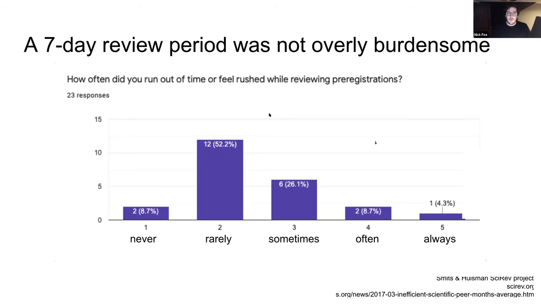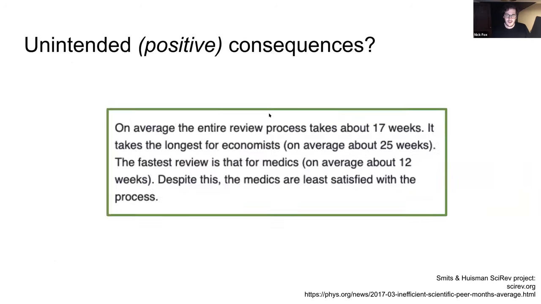Which is interesting if my slides progress. Let's see, we might have to go back a few. Right. So I think this is a really interesting kind of unintended consequence. If we look at the SciRev project, which looks at the scientific review process, they find that the entire review process for an academic paper, so it's a little different from pre-registration, takes about 17 weeks on average, and there are differences across disciplines.